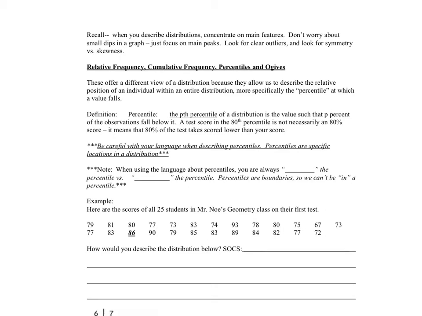Okay. With these new graphs that we're going to look at, these offer a different view of a distribution because they allow us to describe the relative position of an individual within an entire distribution. More specifically, we call that a percentile at which that value falls. Right, so we would say the pth percentile of a distribution is the value that p% of the observations fall below. So a test score at the 80th percentile does not necessarily mean an 80% score. It means 80% of the test takers scored lower than your score.